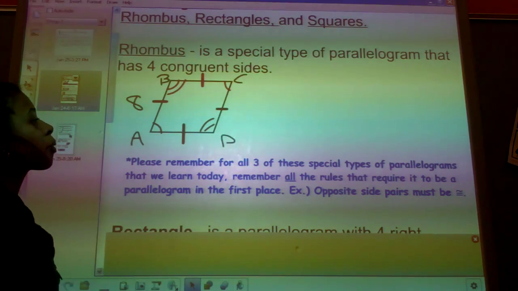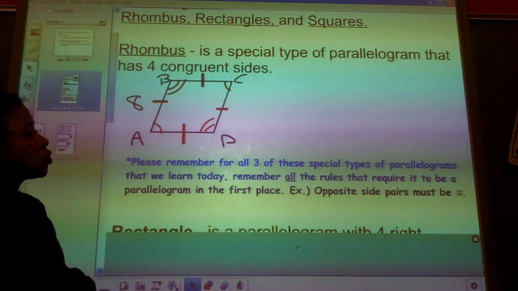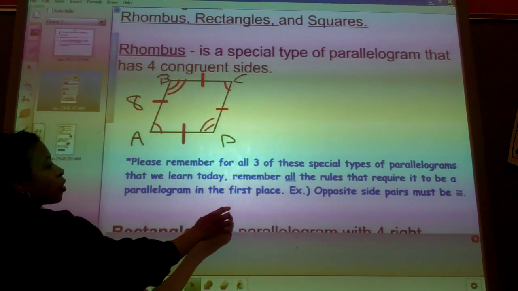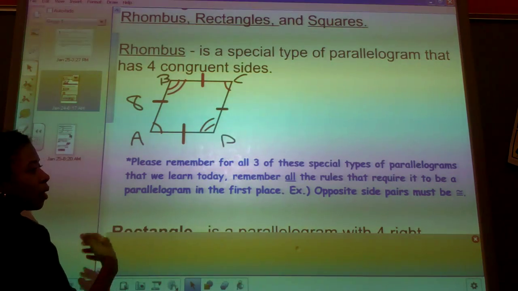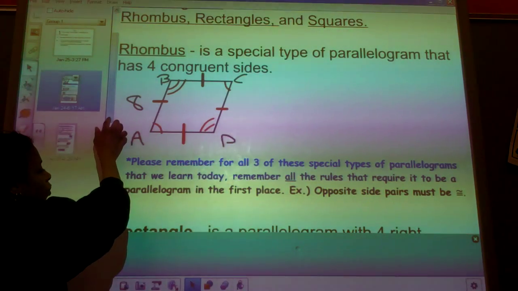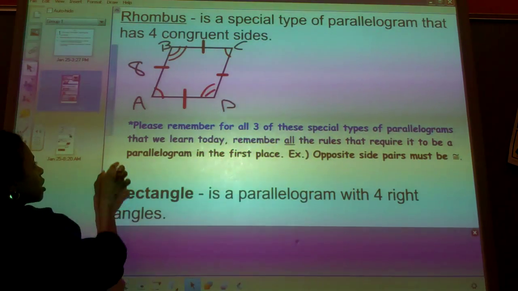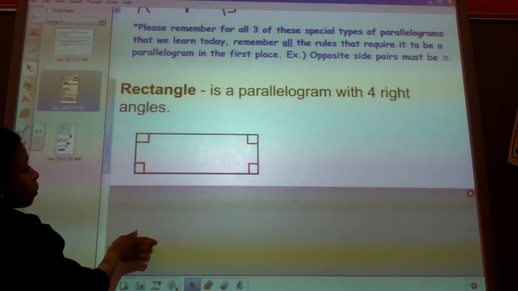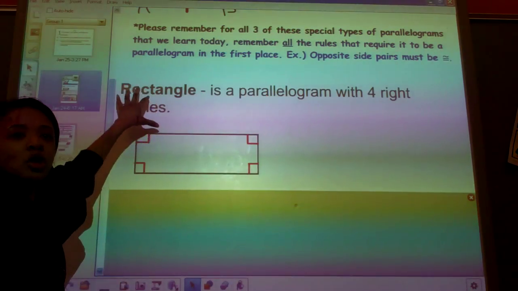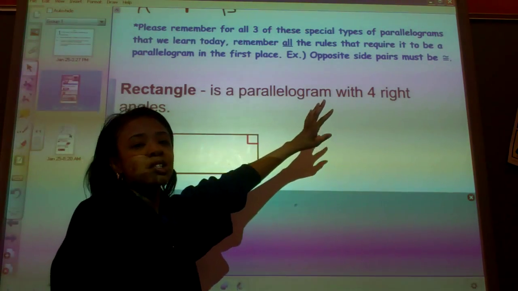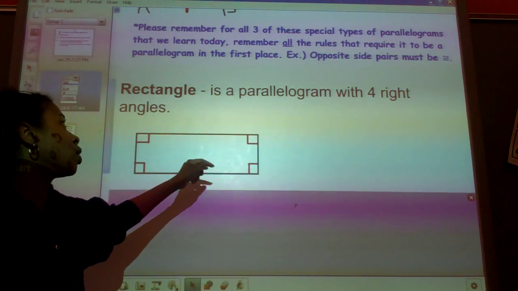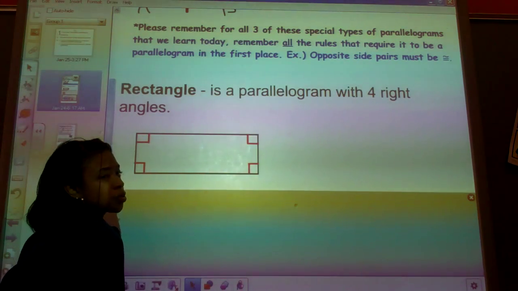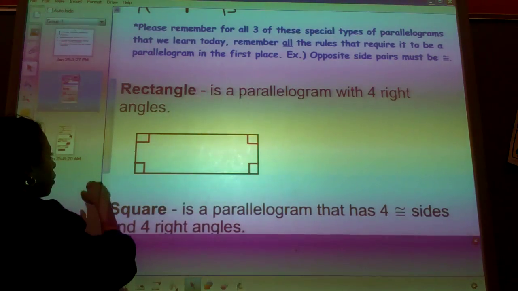I just threw a remember on here for all three special types, which I've already stated. Parallelograms that we learned. Remember the rules for a parallelogram: opposite sides and angle pairs are congruent. Okay? Let's look at the rectangle. The rectangle is also a parallelogram. What's special about the rectangle is that it has four right angles, all 90-degree angles in the four corners.